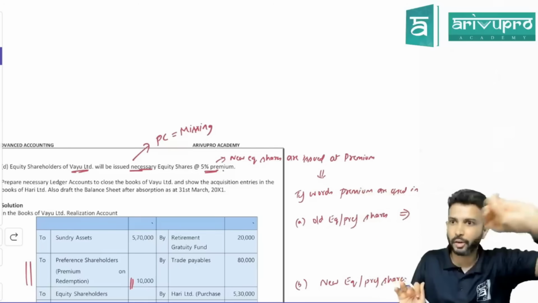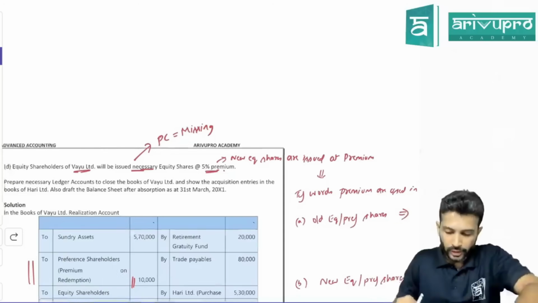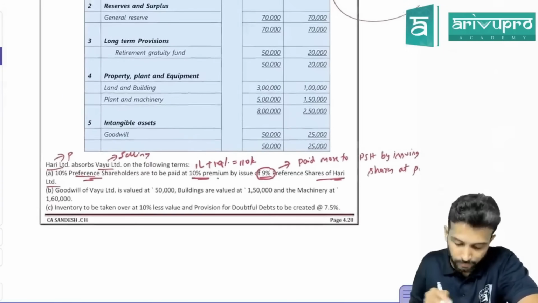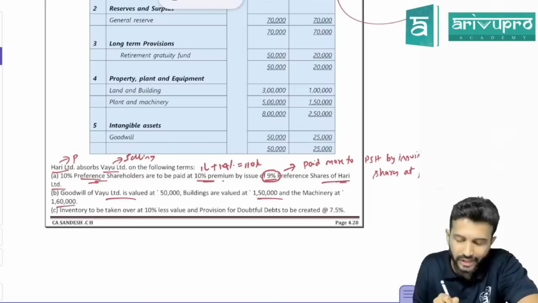So now is there clarity? Have you got an understanding? Keep this word in mind and accordingly you will not go wrong there. Yes sir. Okay, now I'll go back to the question. I just read the last adjustment to bring in a little clarity. That's all. Goodwill of YO Limited, the selling company, is 50,000. Building at 150, machinery at 160.